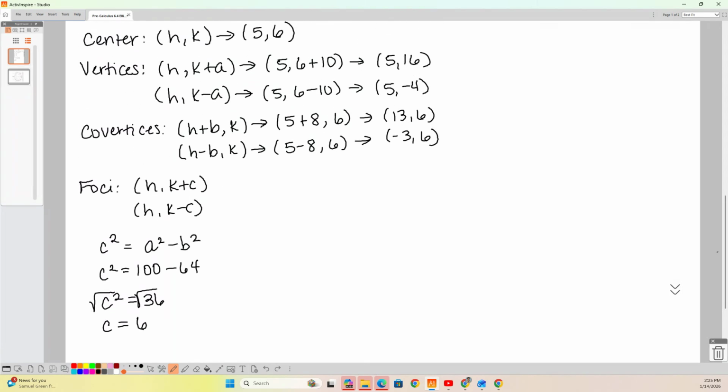So now we can come back here and find our foci. So one focus is h, which is 5, k, which is 6, plus c, which we found to be 6. So one focus is the point (5, 12). And the other focus is h, which is 5, k, which is 6, minus c, which is 6. So the other focus is (5, 0).